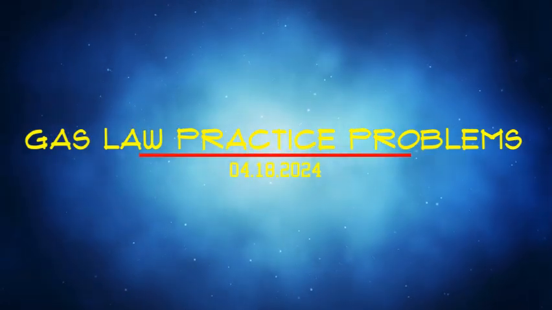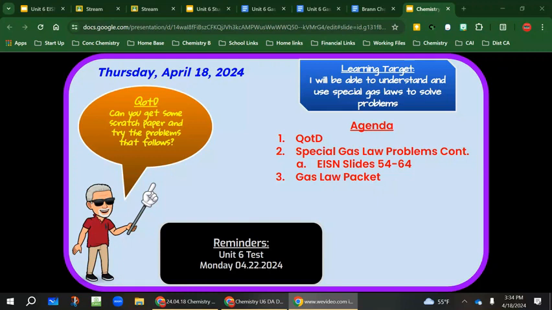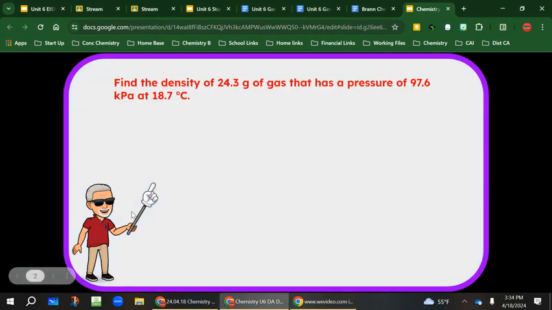All right, ladies and gentlemen, today's class was spent working on some practice problems, and those are in your daily agenda here. So we began by taking a look at this first problem, which was to find the density of 24.3 grams of gas at a pressure of 97.6 kPa and 18.7 degrees Celsius. So if you want to do this, pause the video now. If not, I'm going to go on to the answer.